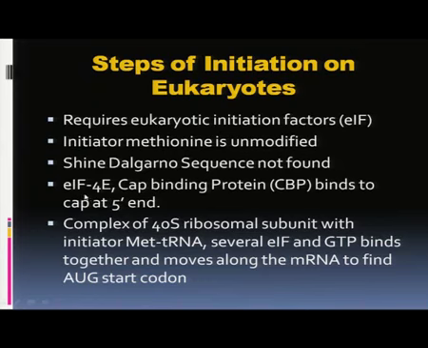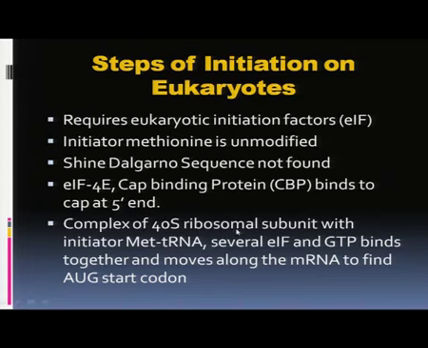Eukaryotic initiation factor 4E, the cap binding protein, that is CBP, binds to the cap at the 5 prime end. As we know, in case of eukaryotes, at the 5 prime end there is a cap. Cap means there is an unusual 5 prime binding of 7-methyl guanosine triphosphate with the 5 prime end of the messenger RNA. So to initiate protein synthesis in eukaryotes, eukaryotic initiation factor 4E cap binding protein binds to the cap at the 5 prime end.